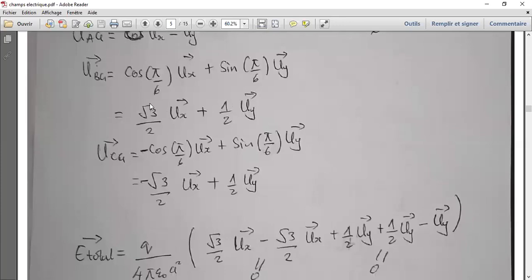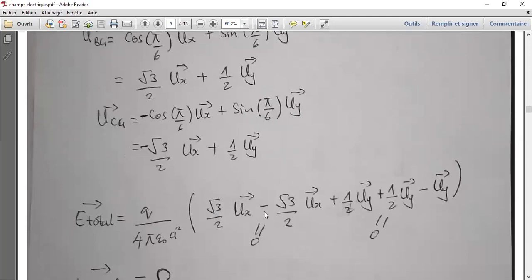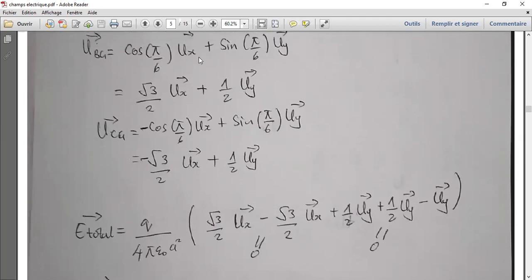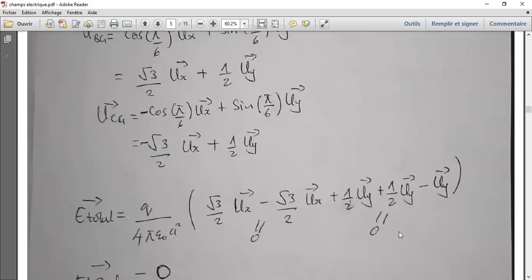Under UBG, I have square root 3 over 2 UX, which I wrote here. Minus, this minus is coming from the UX, which is negative. So negative square root 3 divided by 2, which is under UCG, which is this one. And when you subtract this one, it will just give you 0, plus half UY for UCG, plus half UY for UBG, minus UY for AG. Then this one also will give me 0.